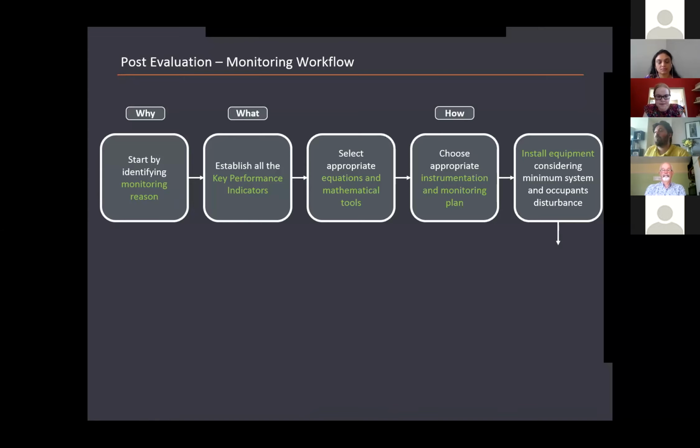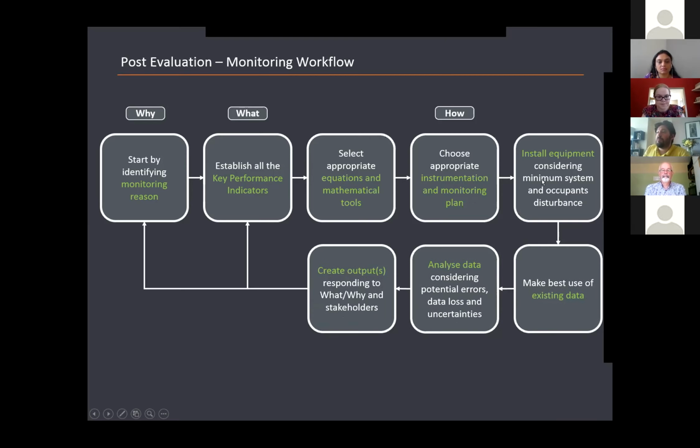The next step is how. And the very first step after establishing the performance indicator is to find the right equations and find the right way to describe it. And then you need to use the appropriate instrumentation, and you need to go there and install. And in the COVID era, that's difficult, and we will discuss this. And then you need to make the best of the existing data, EPCs, if it's a retrofit, or questionnaires, or, as Hiral mentioned, weather data, in order to be able to normalize before and after status. And then you analyze the data and you consider all the errors, and you create outputs in order to respond to the why and what of this workflow.